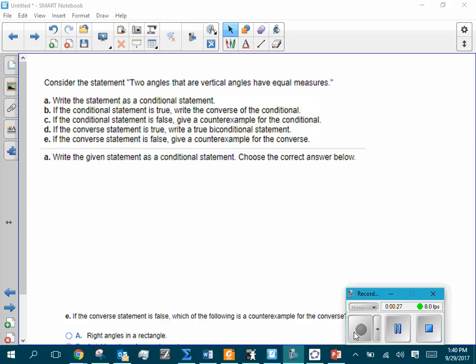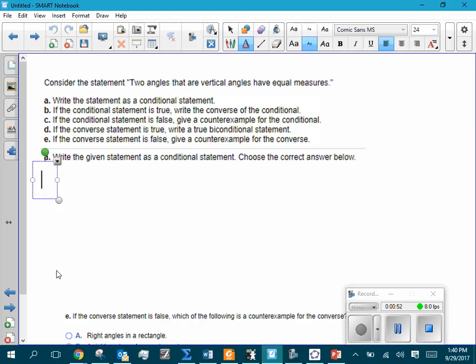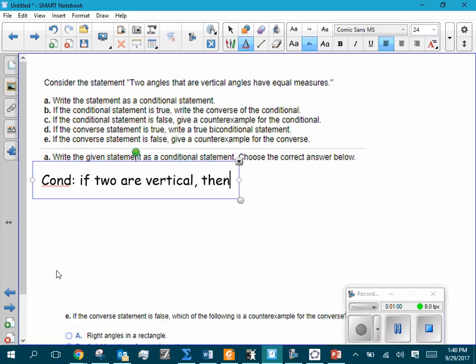They want you to be able to take that statement and see if we can write it as an if-then statement. So basically, we're going to rewrite that, putting the words if and then in there, but hopefully do it so that we don't lose any conceptual ideas of what's going on there. So, we're talking about two angles being vertical and having equal measures, right? Would you agree that if we wrote it as the conditional, if two angles are vertical, then they have equal measures? Would that be okay?